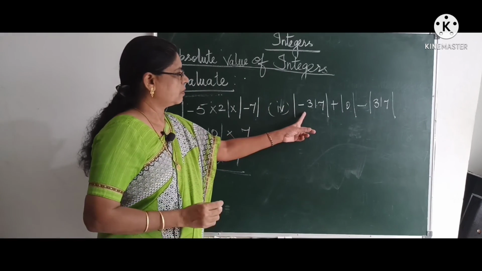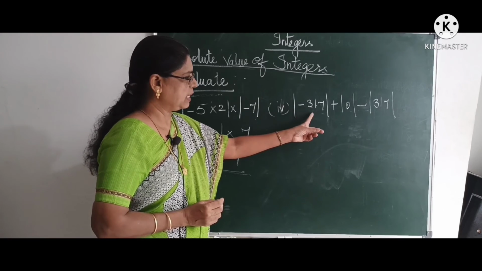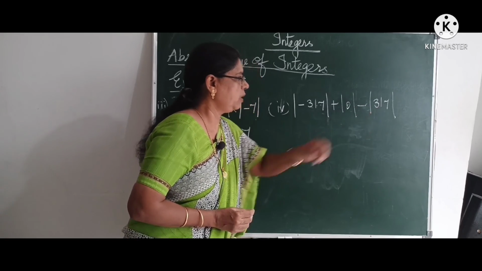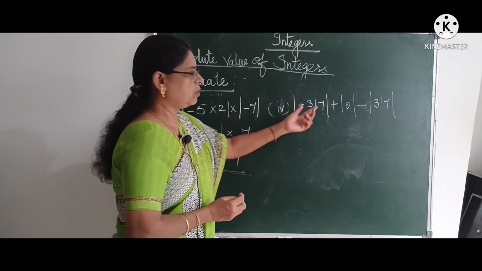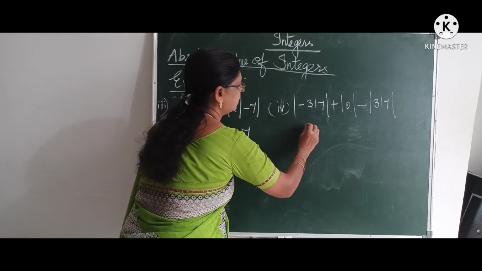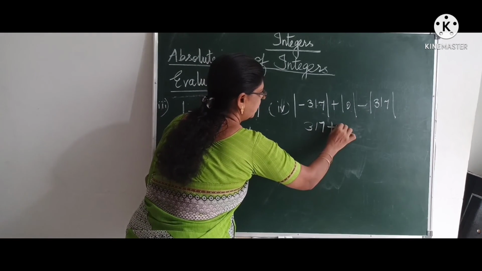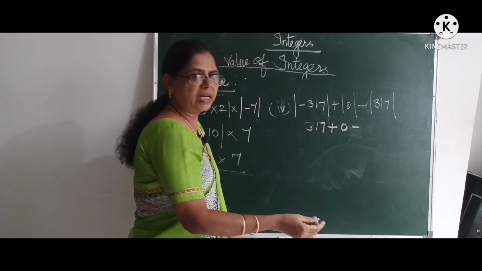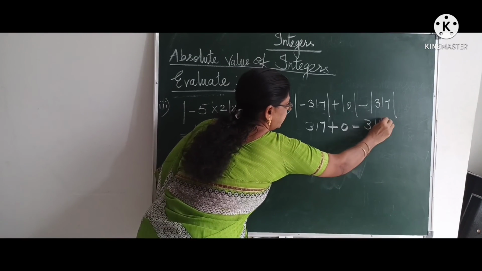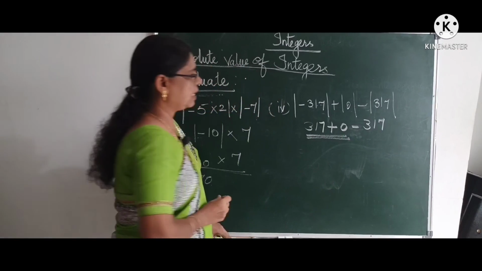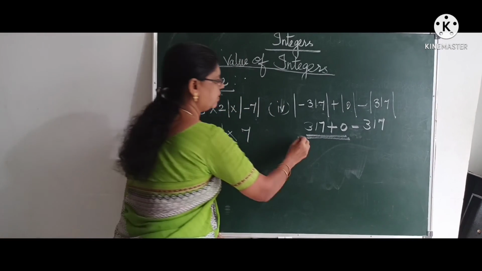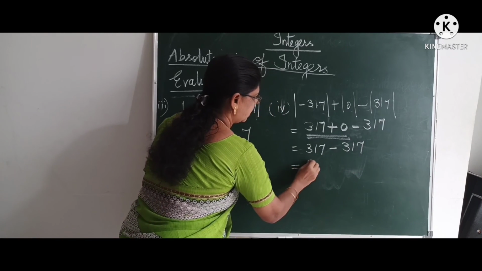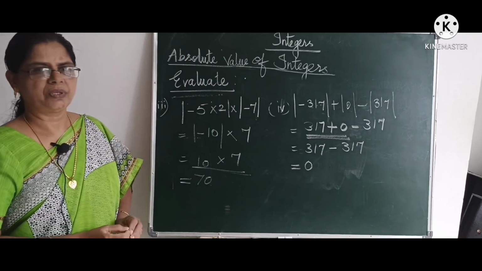Okay. The absolute value of minus 317 plus the absolute value of 0 minus the absolute value of 317. So what is the absolute value of minus 317? It is 317. The absolute value of 0 is 0, minus the absolute value of 317, which is 317. So when you add these two, 317 plus 0 is equal to 317. From that you subtract 317 and the answer will be 0.